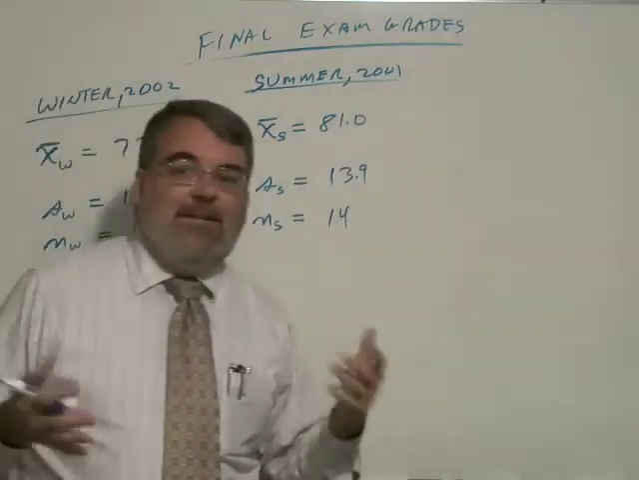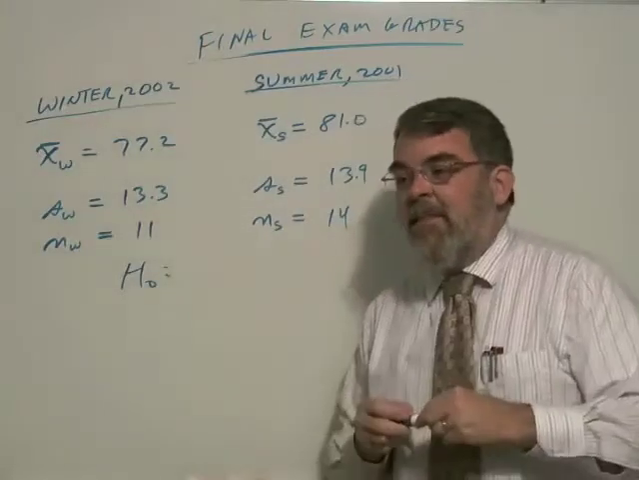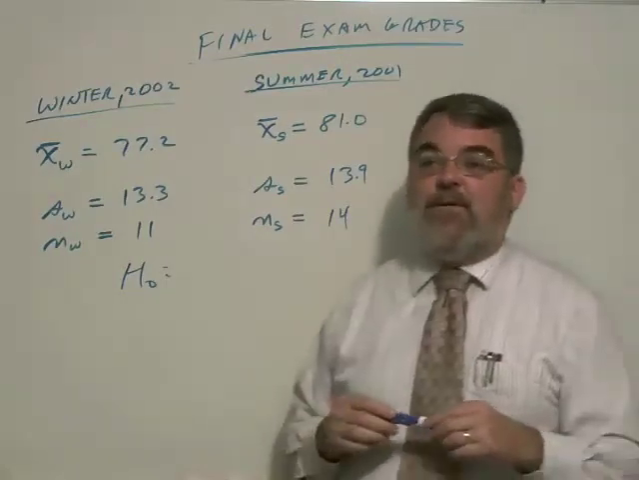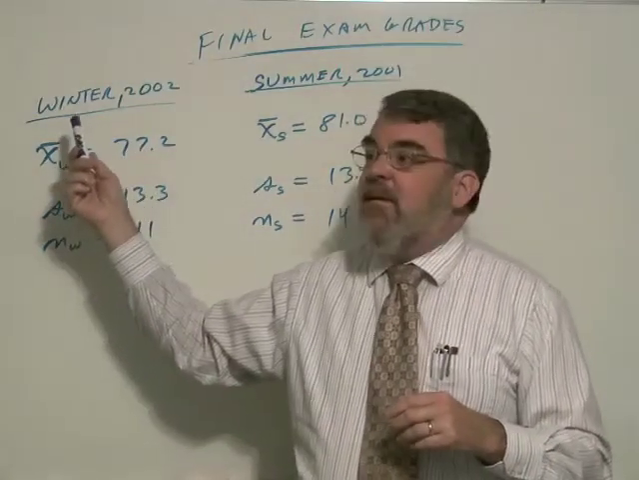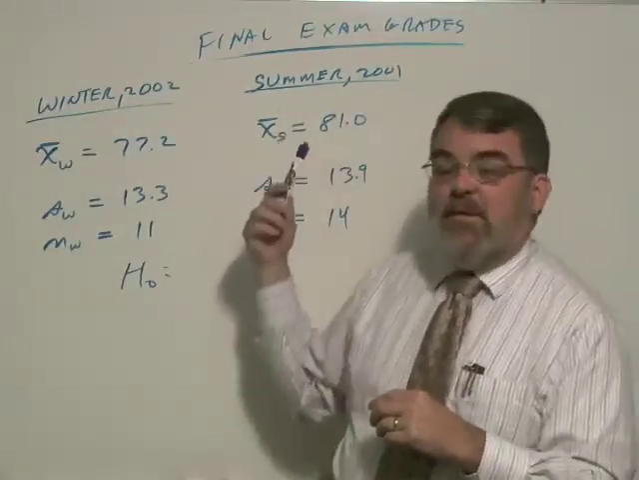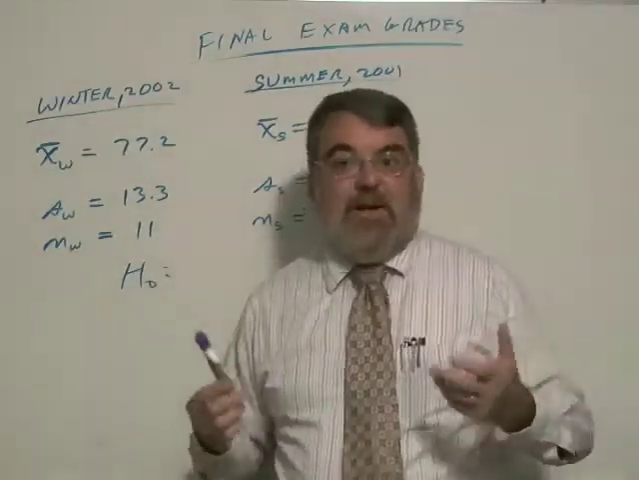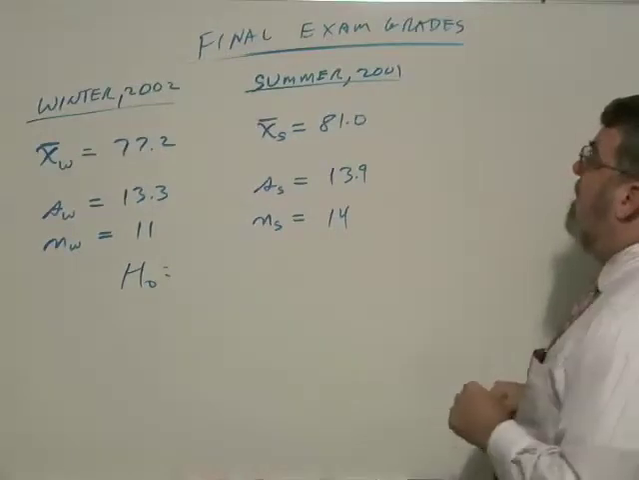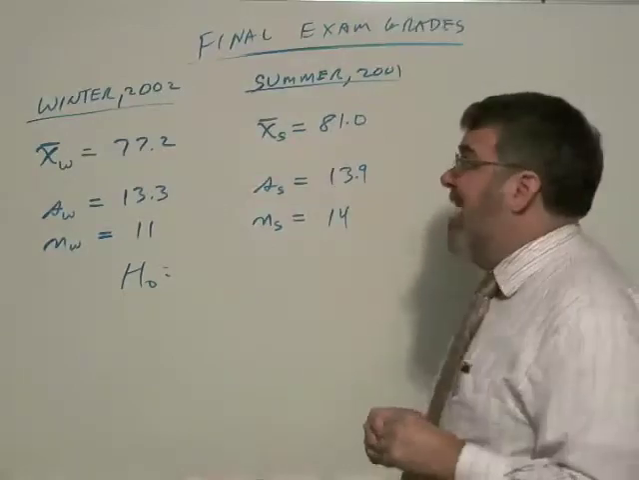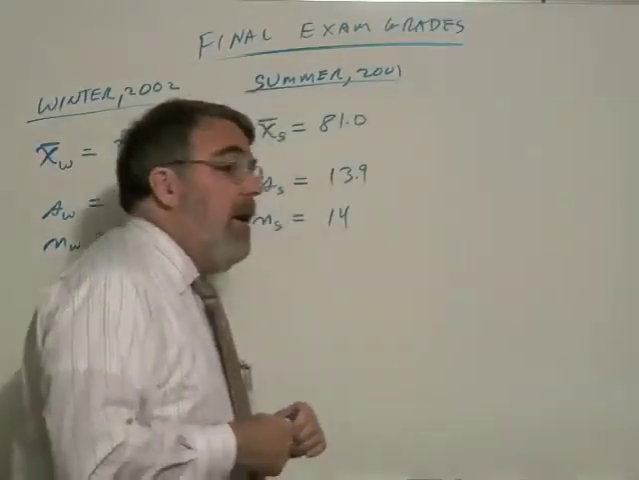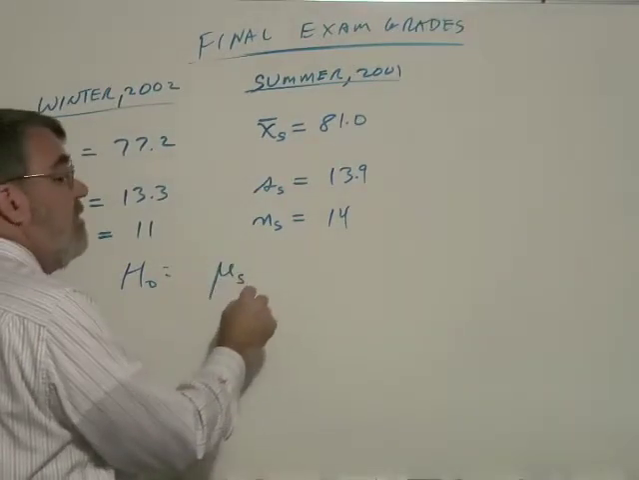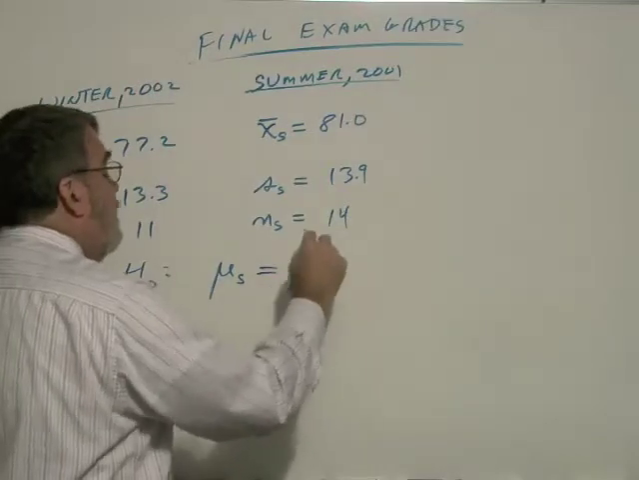Now, you could certainly have some problems with those assumptions, because is it fair to let one class represent a sample from all winter classes, or one class represent a sample from all summer classes? But if we made that assumption, then we're comparing winter classes versus summer classes, and the null hypothesis would be that there is no difference. We can say it this way: the summer scores would be the same as the winter scores.